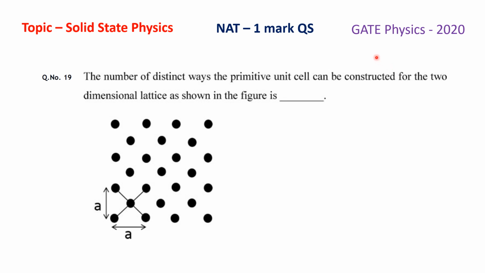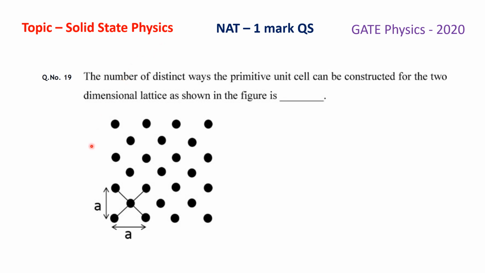This question is from the GATE Physics paper 2020. This is a NAT, that is numerical answer type question having 1 mark. The topic of the question is solid state physics. Specifically, this question was asked from the chapter crystal structure.